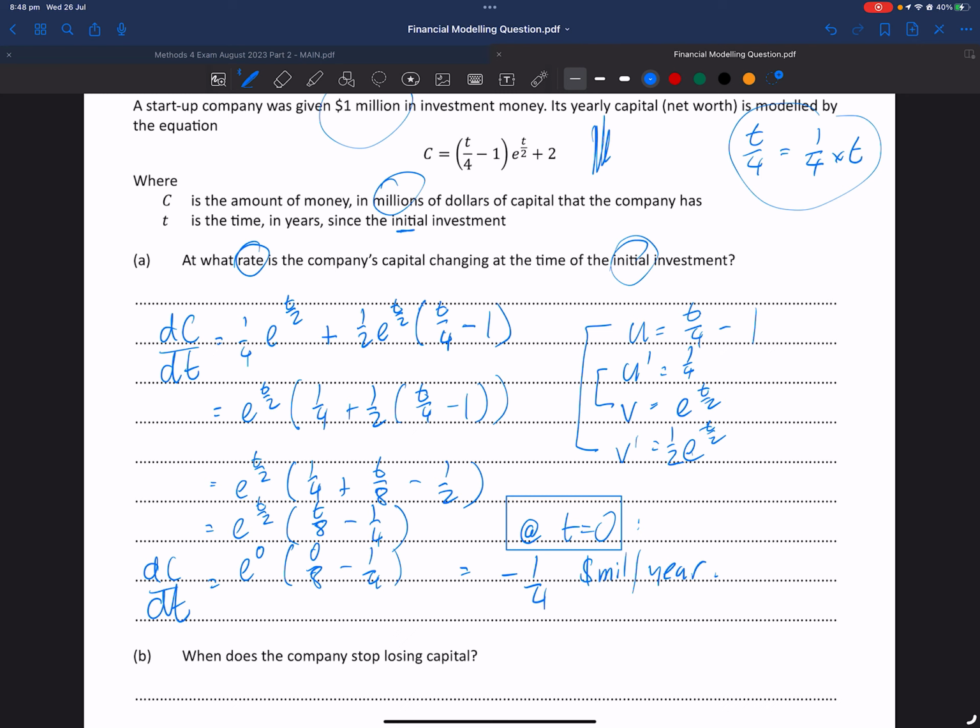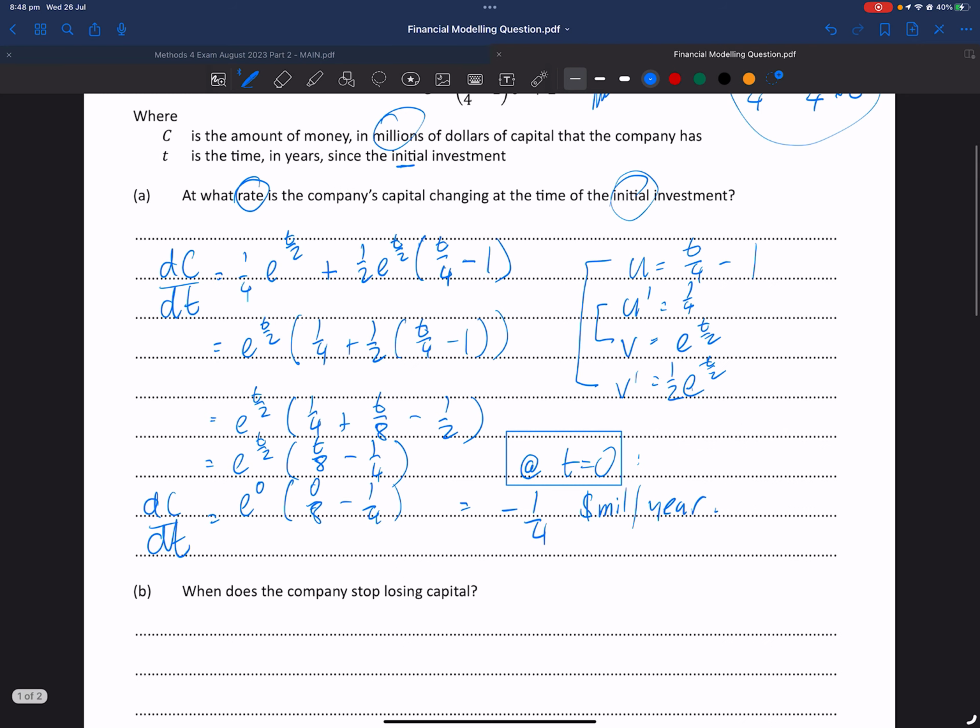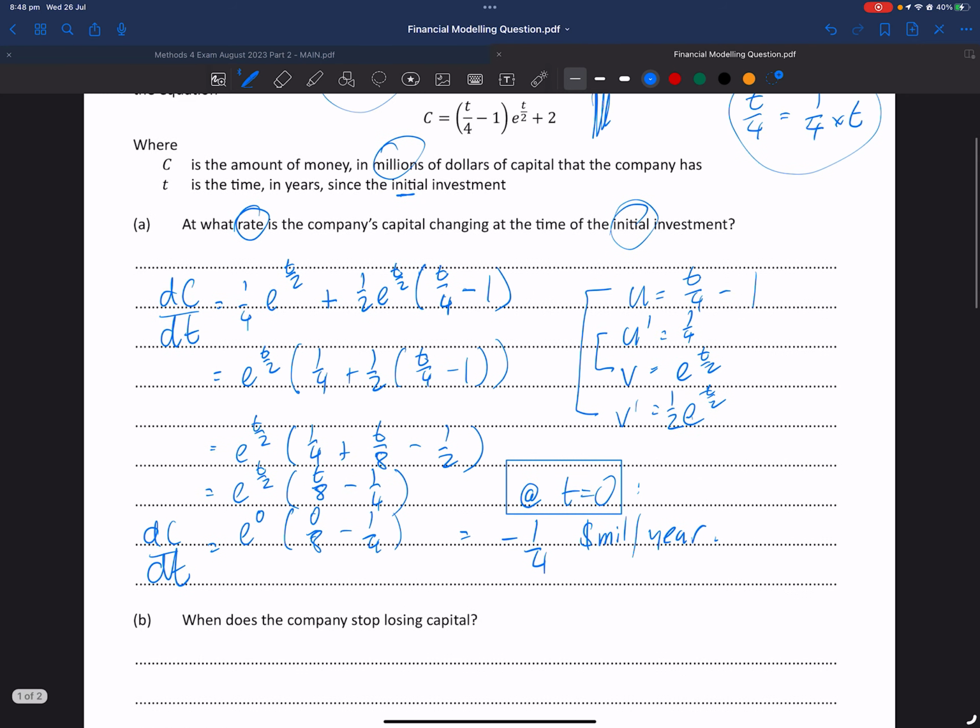Okay, to summarize, just in your head, I wouldn't write this down, but what that means is that at the time of the initial investment, the company will be losing $250,000, so 250 grand per year. So it's losing money. And the reason why it's worth just making sense of it is because when we get to part B, that will make more sense of that. When does the company stop losing capital? And then you can go, oh, okay, I see. It's losing at the moment. When does it stop losing capital?